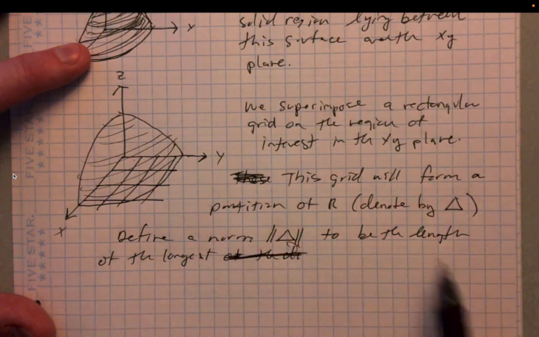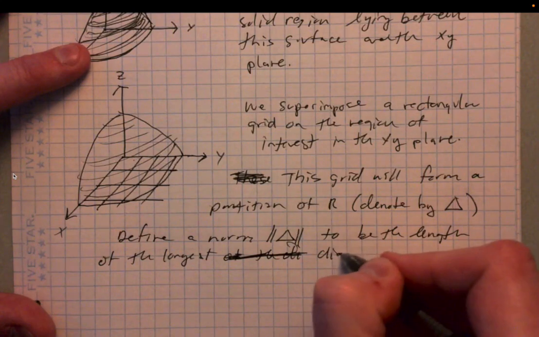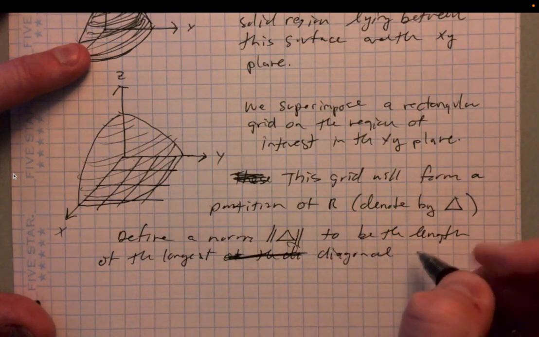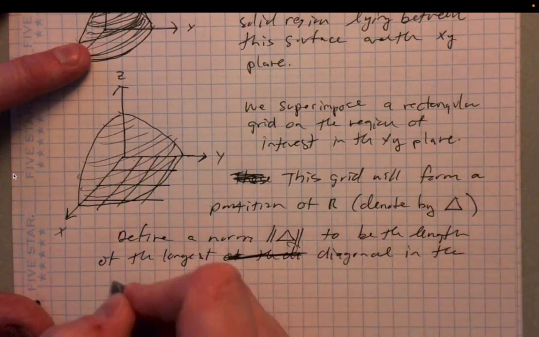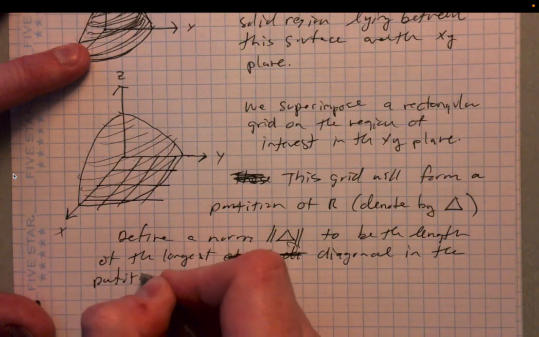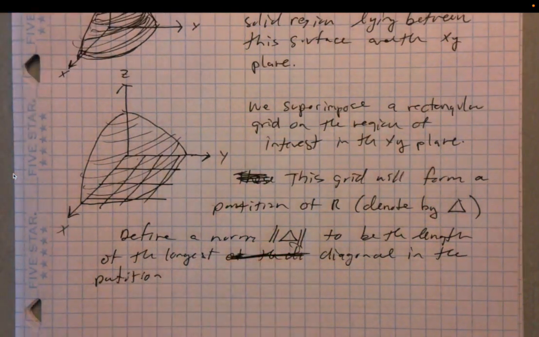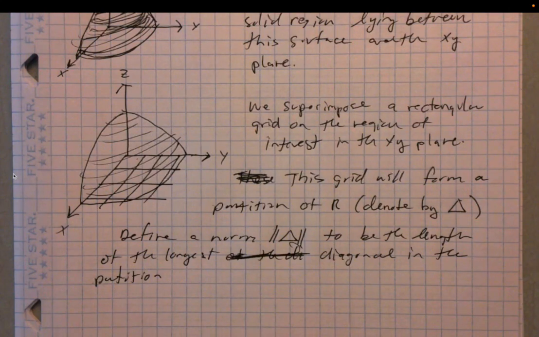So we'll define the norm to be the length of the longest diagonal in the partition. I'm sure you can imagine what we've got in mind here. We're going to start with a really chunky grid like this, and then use some kind of limiting process to make the grid finer and finer, and we just need some quantity that represents the fineness of the partition.